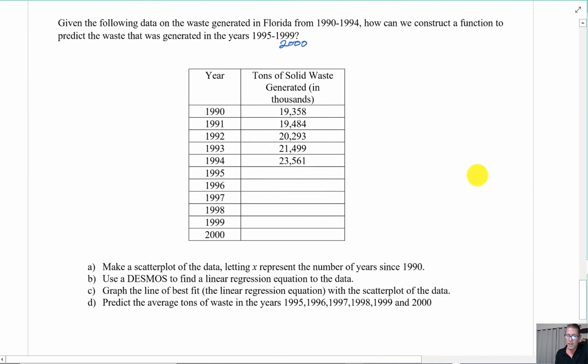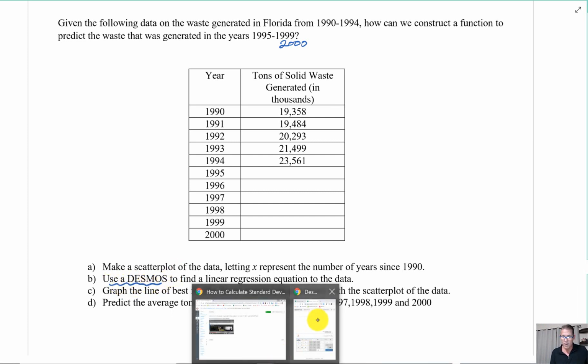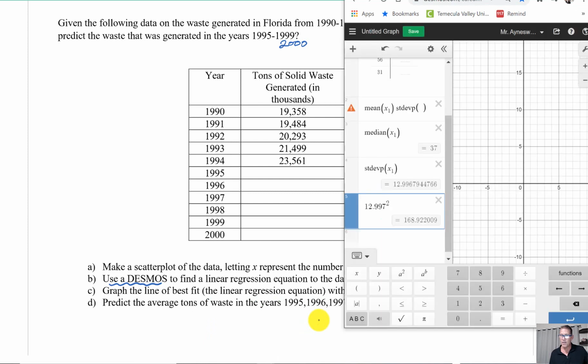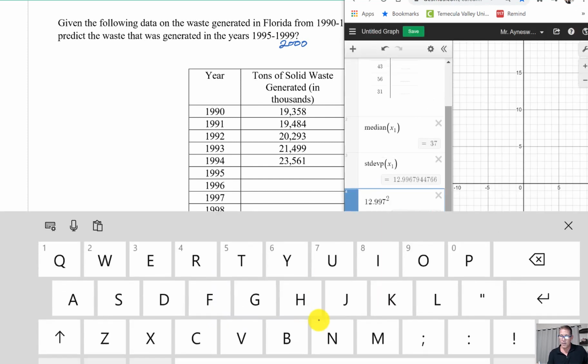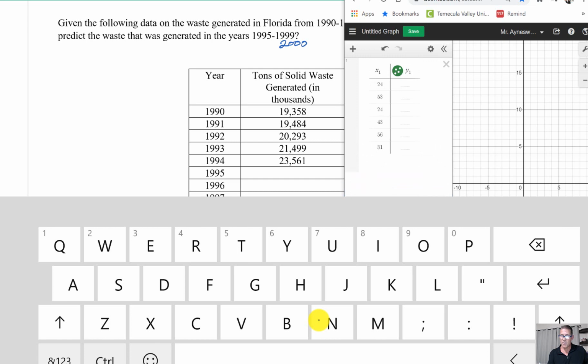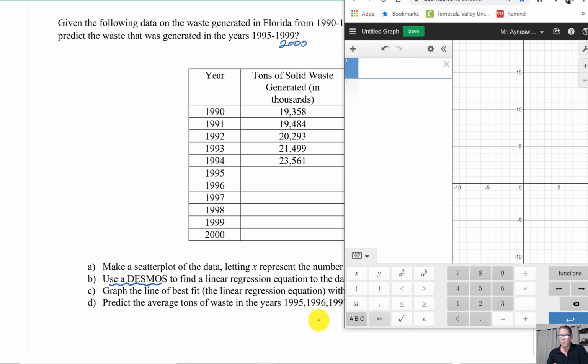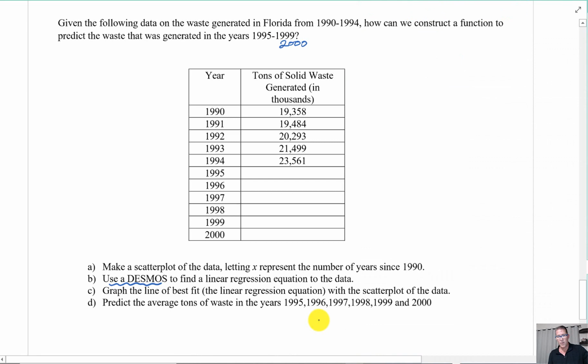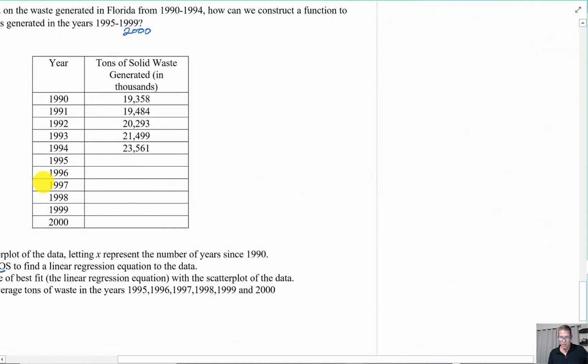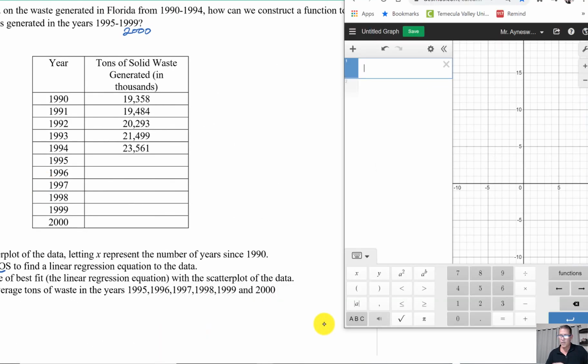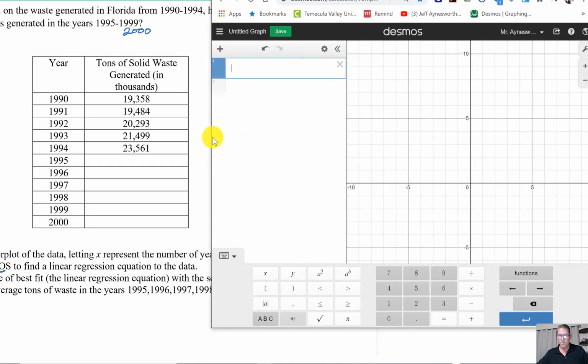So here we go. We're going to need to enter the data, and we're going to be using Desmos. Let's go to the Desmos graphing calculator, and let's clear this out because we used this before. So let's start over. Let me enlarge the screen a little bit here. So let's enter the data. Let's go to the plus sign.